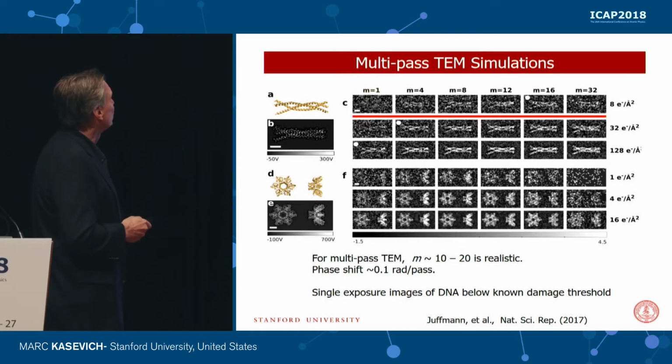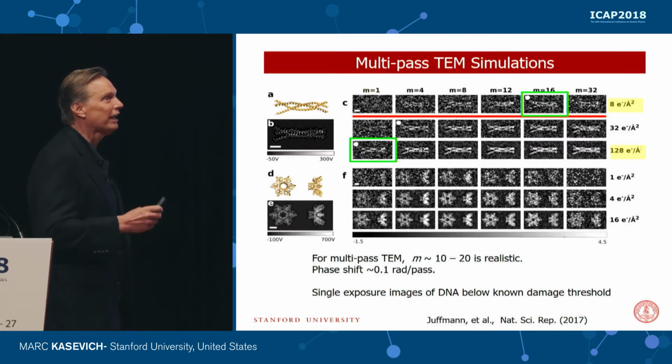And you can see that as you increase the dose, the signal to noise in the readout, say for m=1 or m=16 passes, improves as you would expect. But it's crucial to compare, for example, the performance at 1 pass to the performance at 16 passes. And what's interesting here is that the 16-pass image is taken with an effectively much lower dose.